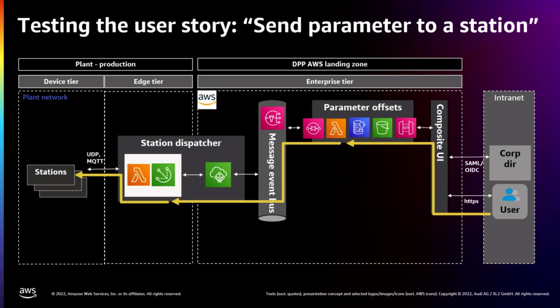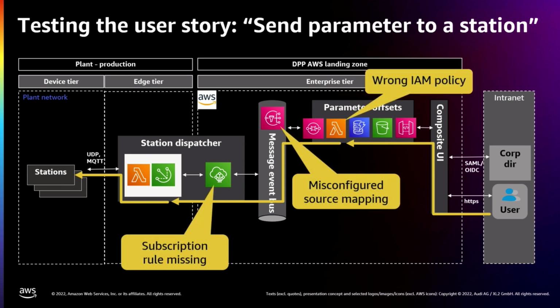So we have a user that clicks on the composite UI. This is then propagated, creating a send event, which is then sent to the left side, to the station. We implemented all the Lambda functions and created unit tests with very high coverage, also tackling all edge cases and error cases. And what happened when we deployed it on our test environment? It broke because there was a wrong IAM policy, there were misconfigured source mappings, and a subscription rule was missing. So a lot of problems that were not in the real source code and not in the business logic code.